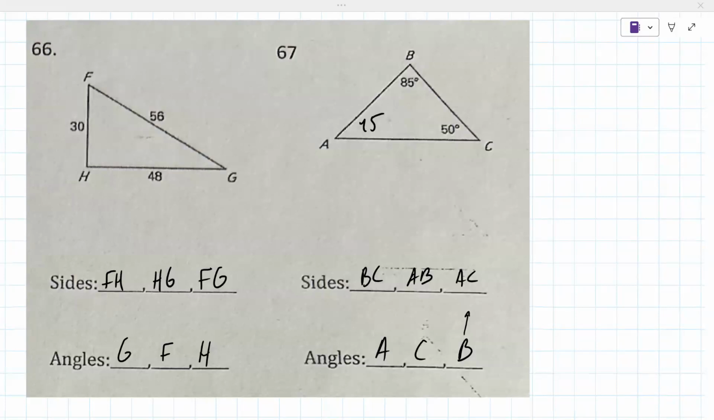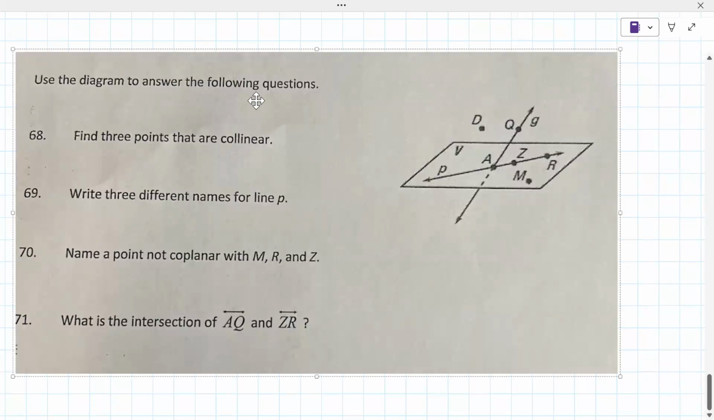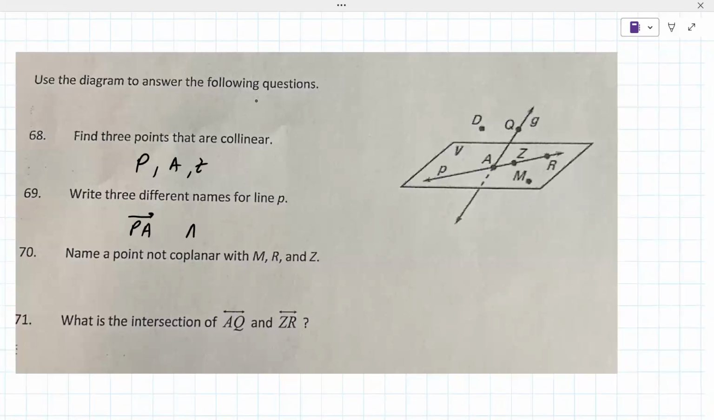There's a lot of answers for the next grouping of questions, meaning sometimes there's more than one way to answer these. So 3 points that are collinear, that means they're all on the same line. Can you give me P, A, and Z? I think this picture's messed up. It's not the best picture. Three different names for the line. So it's based on those. PA, AZ, or PZ.